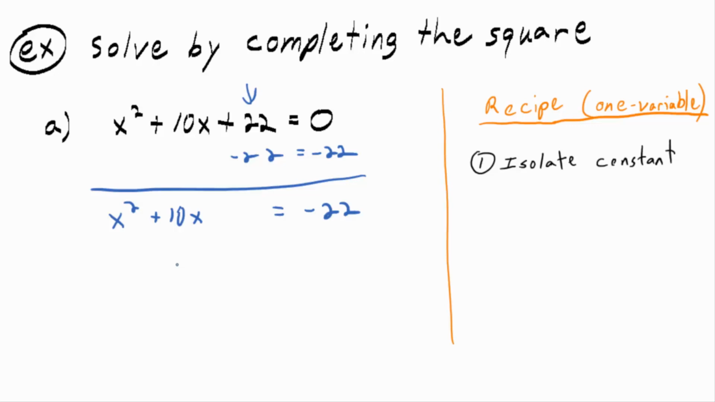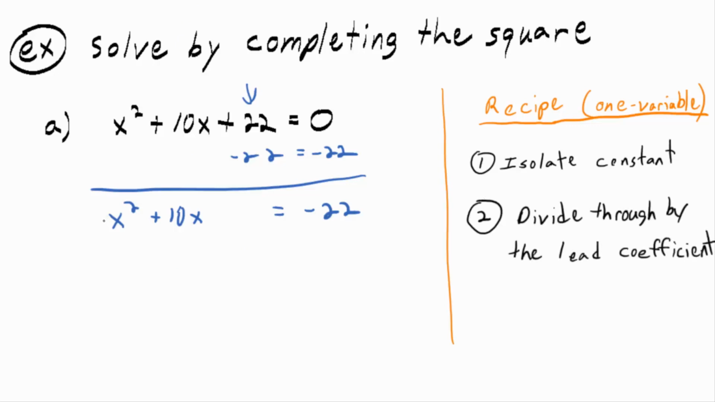Okay. The second step. Now, the second step's not relevant here, but it will be in the next problem. You're going to want to divide through by the lead coefficient. So what's the lead coefficient in this case? 1. So does dividing by 1 do anything? No. But the point is you need a 1 in front of the x squared before you complete the square.